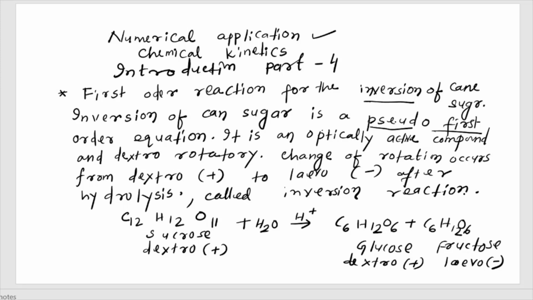So what is the reactant here? That is sucrose, C12H22O11, which is positive dextro. On hydrolysis, that is a pseudo first order reaction, because the water is present in large amount, in presence of acid also. And here you will see the products are glucose D, dextro plus, and fructose L, levo minus.